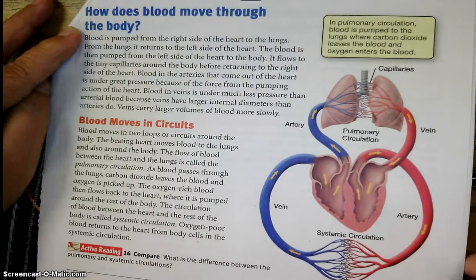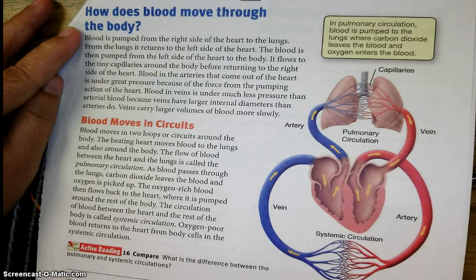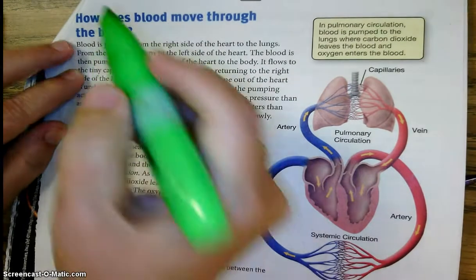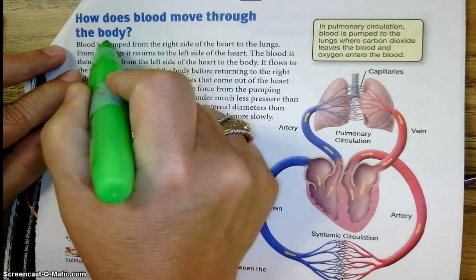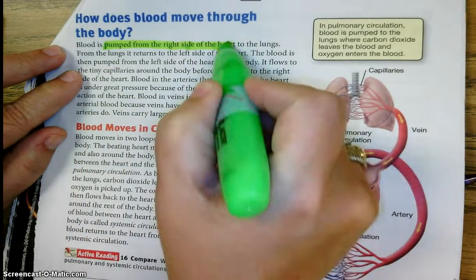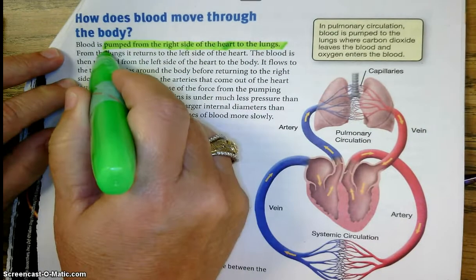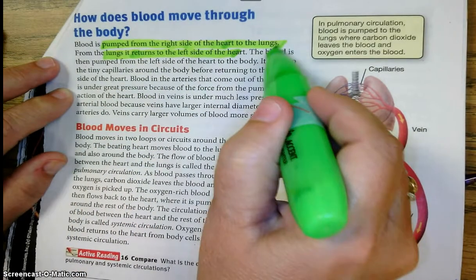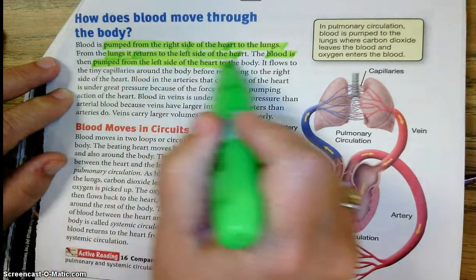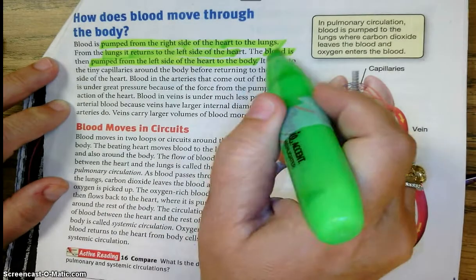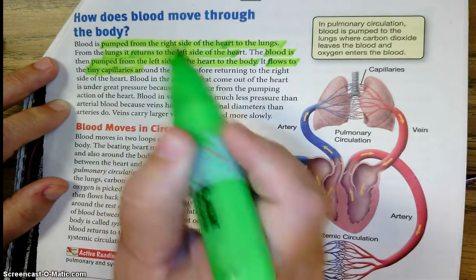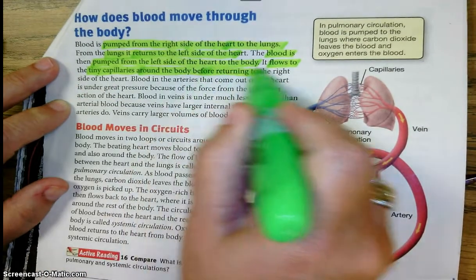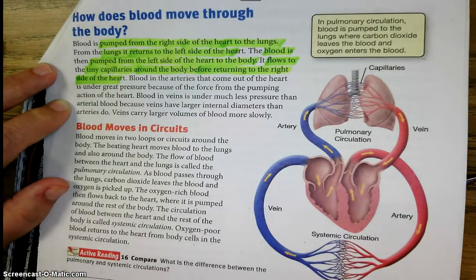So reading at the top, how does blood move through the body? It gives you a path, okay? So it says the blood is pumped from the right side of the heart to the lungs. From the lungs, it returns to the left side of the heart. The blood is then pumped from the left side of the heart to the body. It flows through tiny capillaries around the body before returning to the right side of the heart.